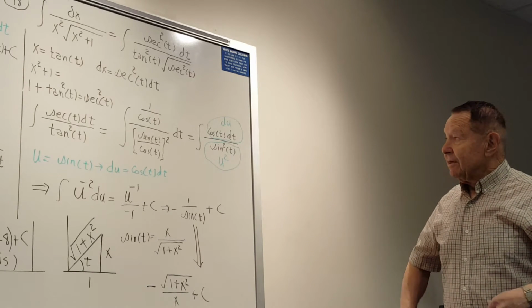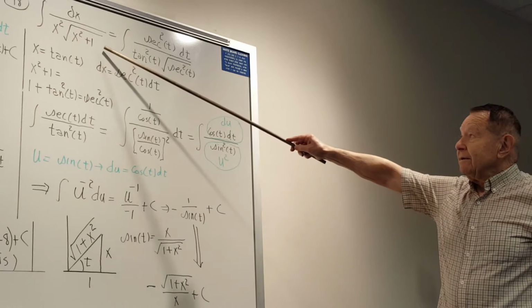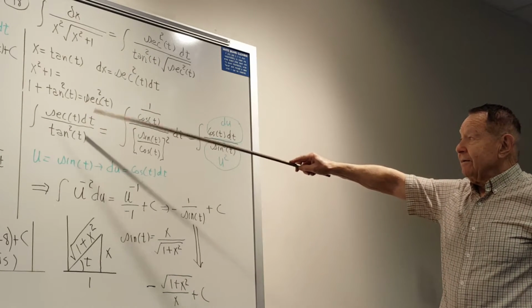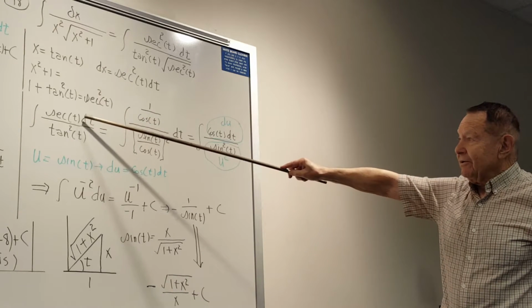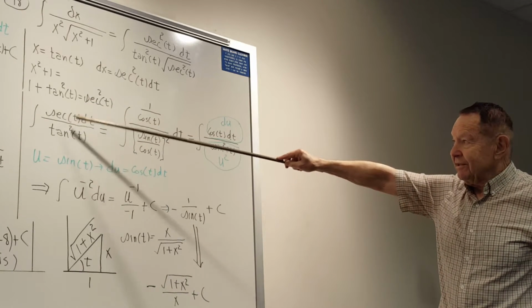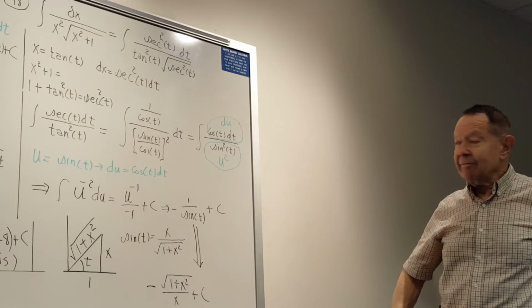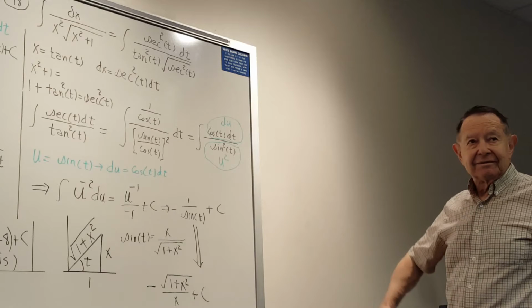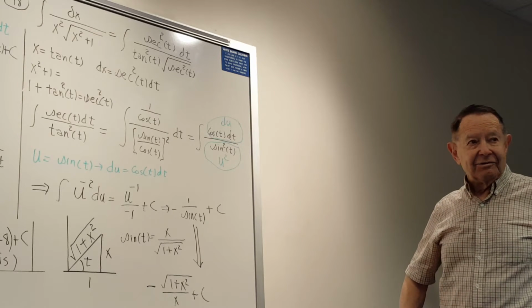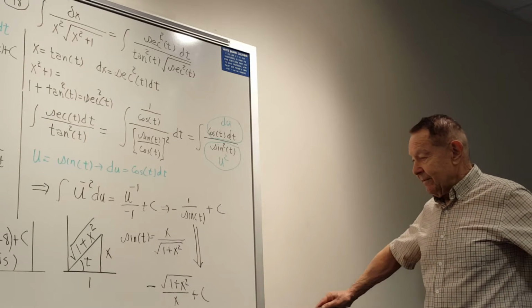So this is a problem that's not really that hard, except that you have to figure out how you're going to do your integral of secant over tangent squared. And I think really that this is the simplest way to do it.